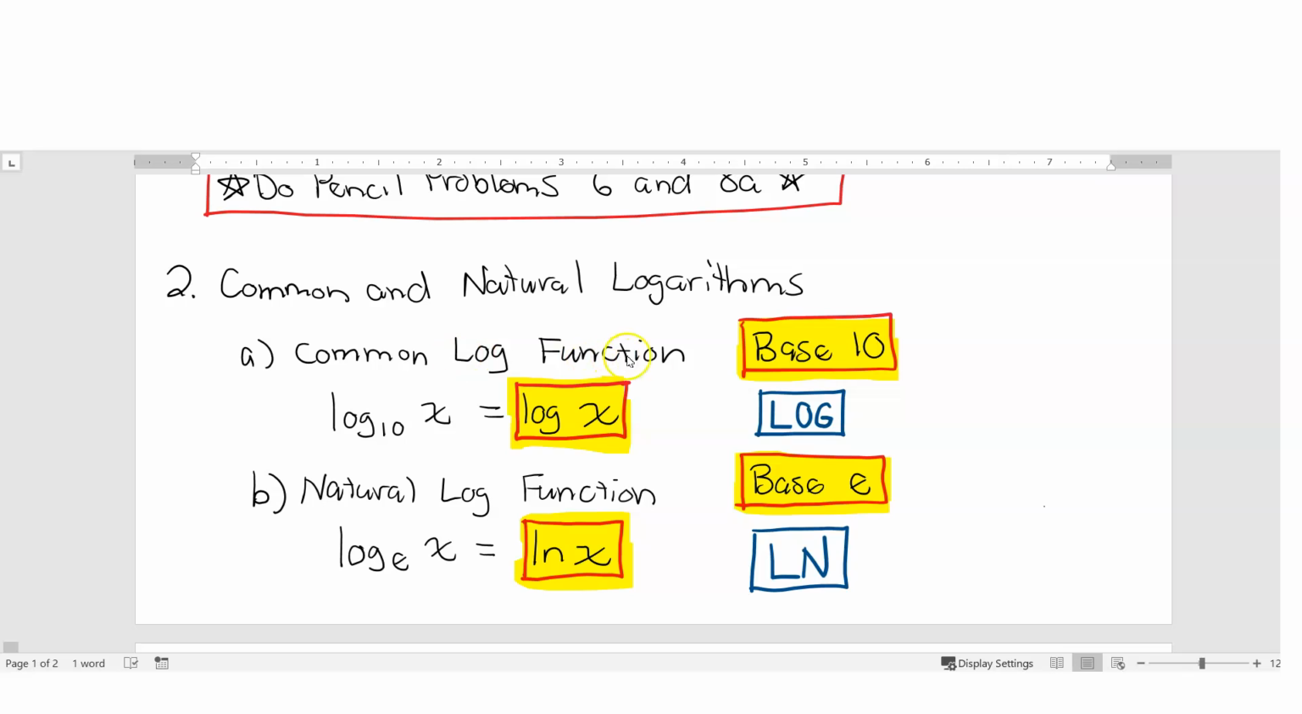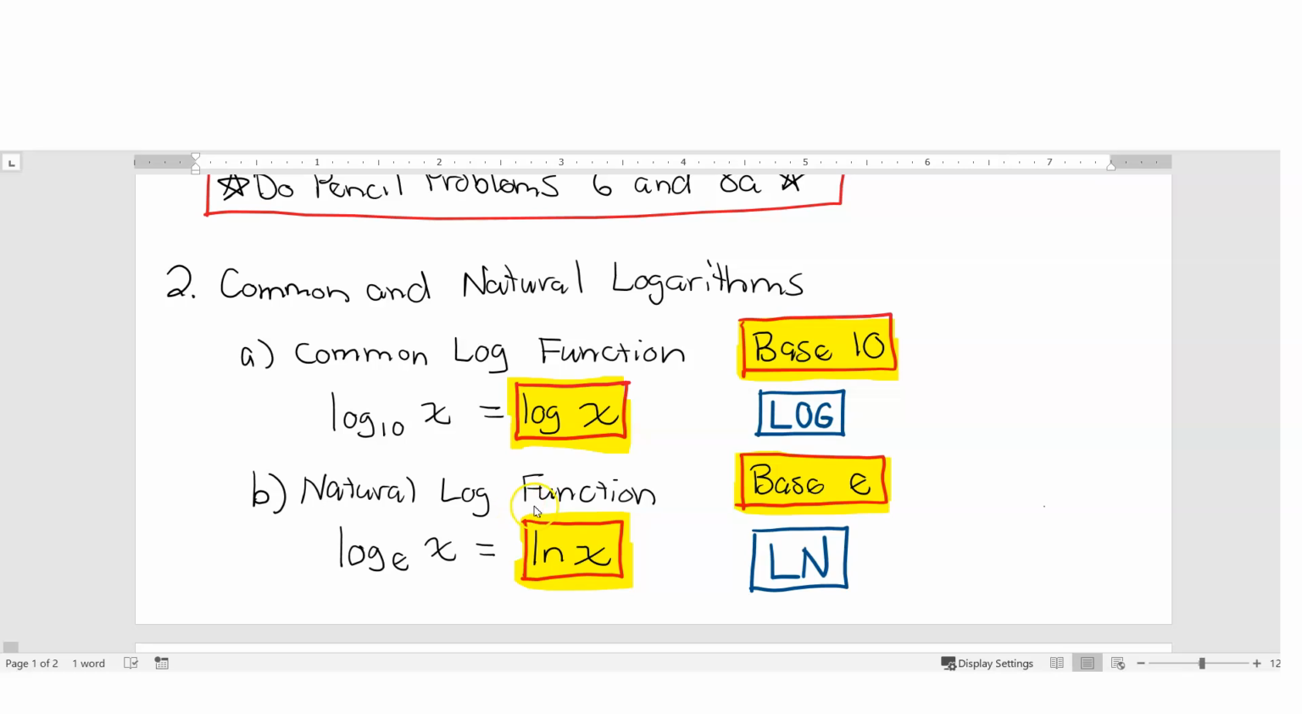The first is the common log function. This is the base 10 logarithmic function. Remember, normally we see logarithms written with this subscript, which clearly identifies the base. However, the base 10 log function will be written with just the word log. So if you see the word log and you do not see the subscript, it's implied that you understand it's the base 10 or common log function.